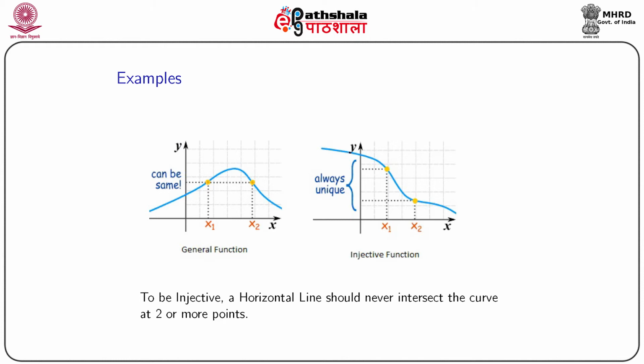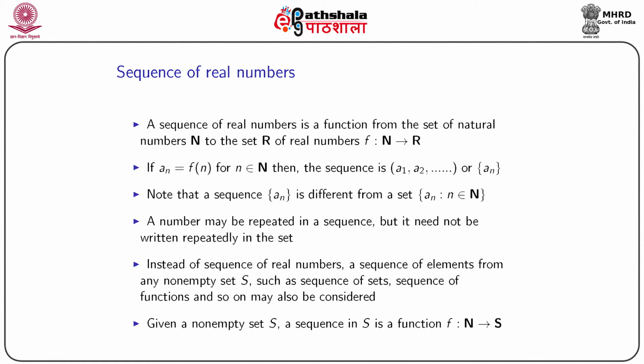These are all preliminaries of functions which you have learned beforehand also. Now we'll focus on another function, which is a sequence of real numbers. A sequence of real numbers is a function from the set of natural numbers N to the set R, the real line of real numbers. So we define f as a function from N to R. Now if a_n is equal to f(n) for all n belonging to the set of natural numbers, then the sequence is a1, a2, a3, and so on, or we write it in this way, in brackets, a_n. So this denotes a sequence.